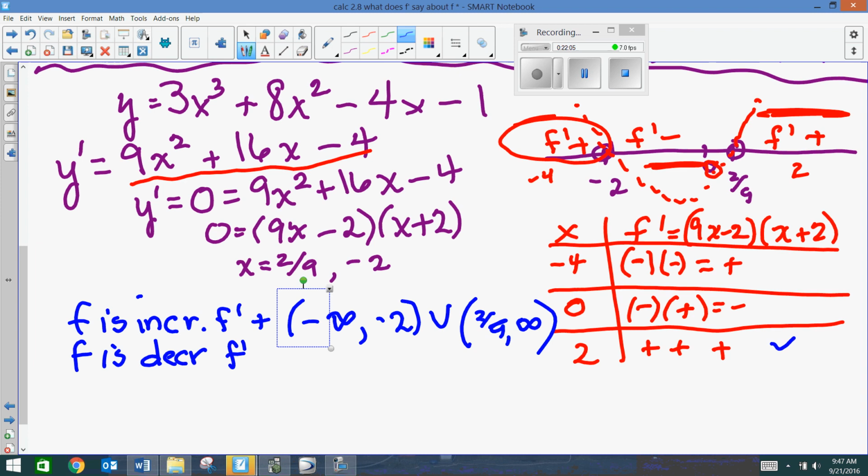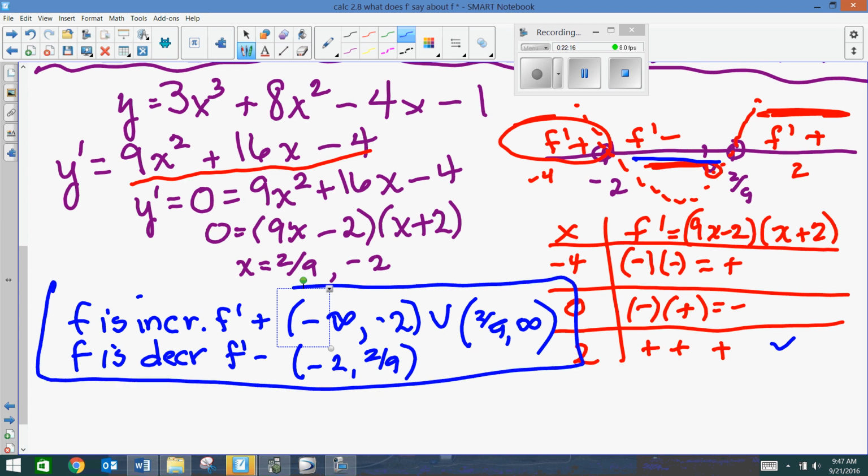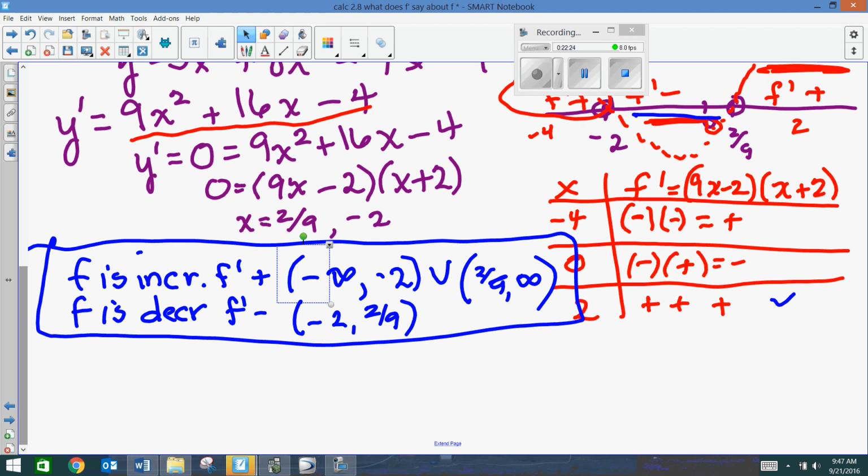F prime is negative on this, negative 2 to 2/9. Okay? So there's increasing and decreasing. Sorry, my pen is sloppy. Okay. So now let's talk about concavity. Okay? Concavity is, let's go back to purple.